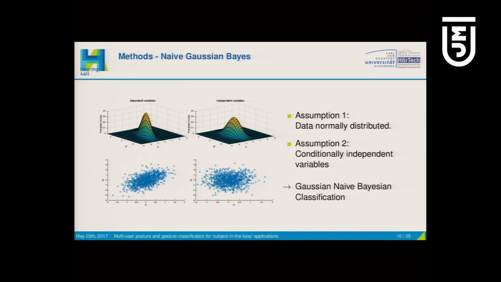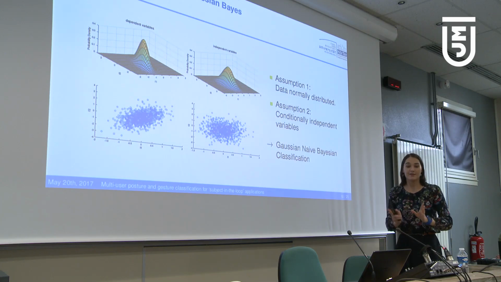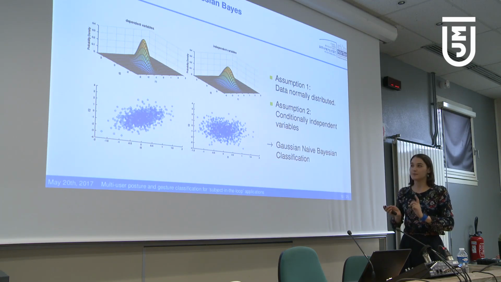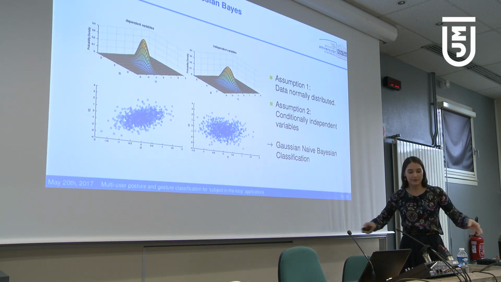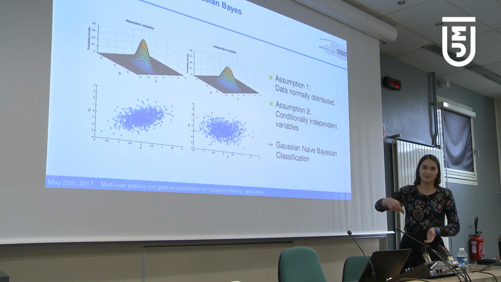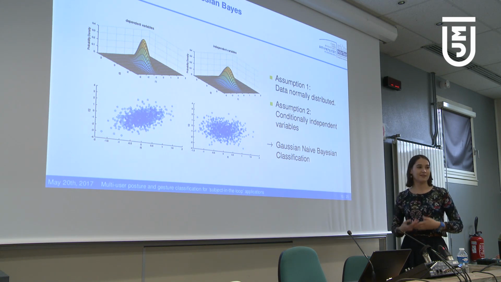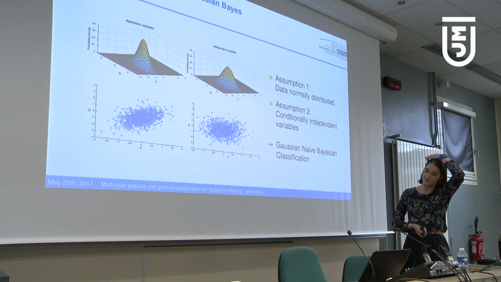The second assumption, more important, is that we assume that the features, so these entries of the feature vector, are conditionally independent. Here we have two examples. These features are dependent, and these are independent. For example, in case of width and length, these two features are probably dependent, because if a fish is bigger, then the fish will probably also be broader. So there is some kind of correlation between these two variables.